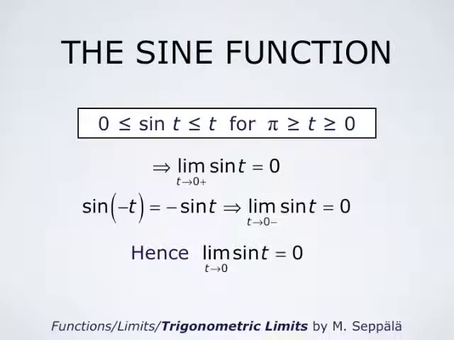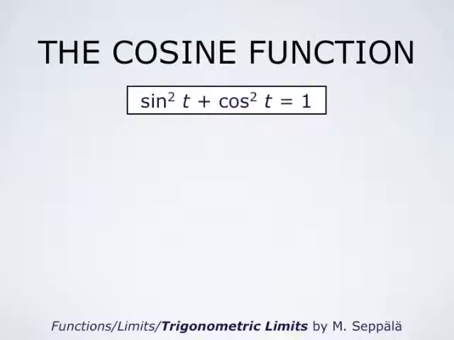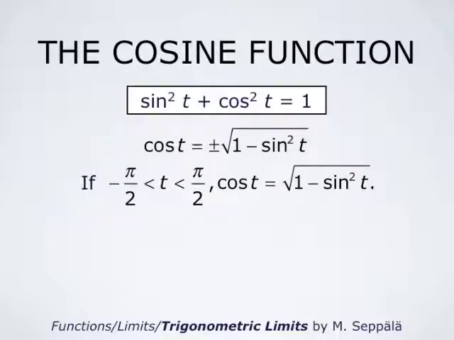What about cosine? We have that sine squared of t plus cosine squared of t equals 1. This means that cosine of t is plus or minus square root of 1 minus sine squared of t. And if we limit t to be between negative pi over 2 and pi over 2, then cosine is positive. And then it means that cosine of t is square root of 1 minus sine squared of t. We are interested in what happens to cosine as t approaches 0.